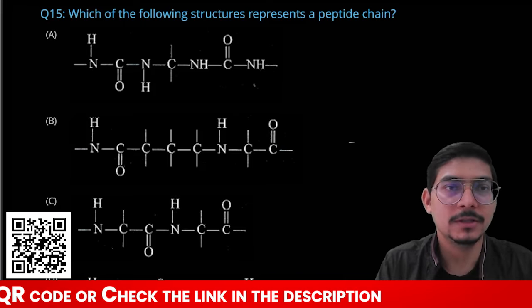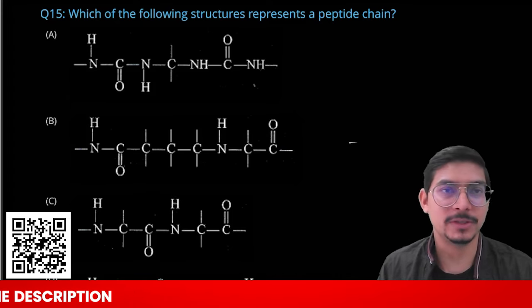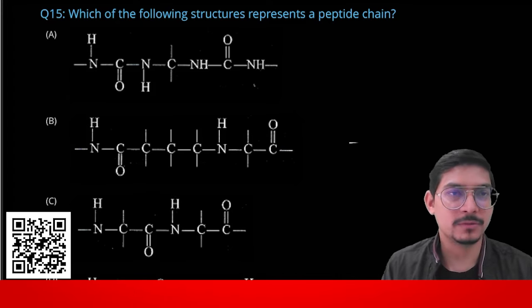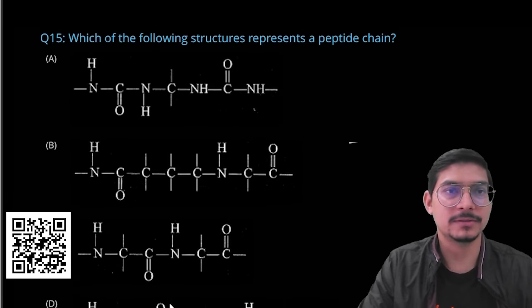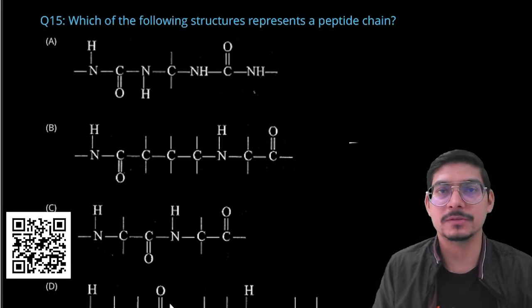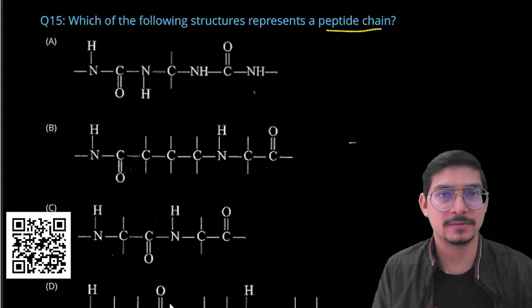Hi everyone. This question is based on biomolecules, specifically the structure of proteins. This is in fact a very simple question. We are given four fragments of chains and we have to tell which of the following structures represents a peptide chain. A peptide chain consists of amino acid residues.